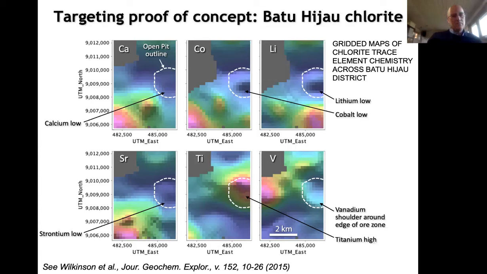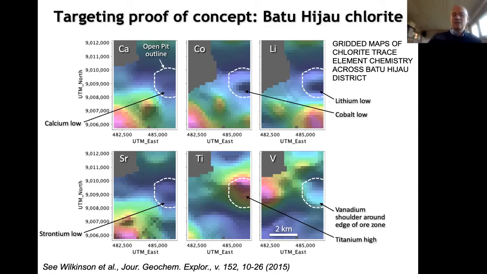In terms of systems that show opposite behavior, I don't know exactly what opposite behavior you mean, but certainly with respect to how some of the major components behave, like magnesium and iron, there are differences from system to system. So at Batu Hijau, this example, magnesium is generally higher proximal, but probably shows a little bit of similar behavior to the vanadium, with a shoulder around the edge of the system that is high, and then it decreases outwards.